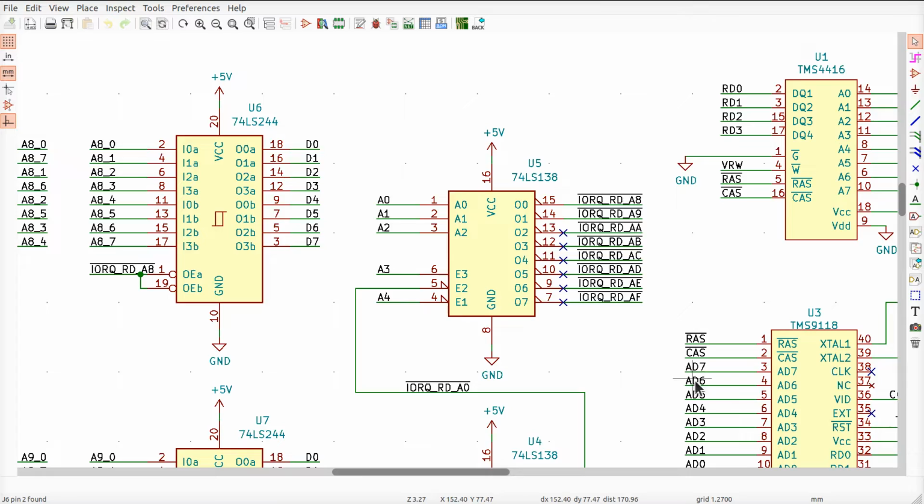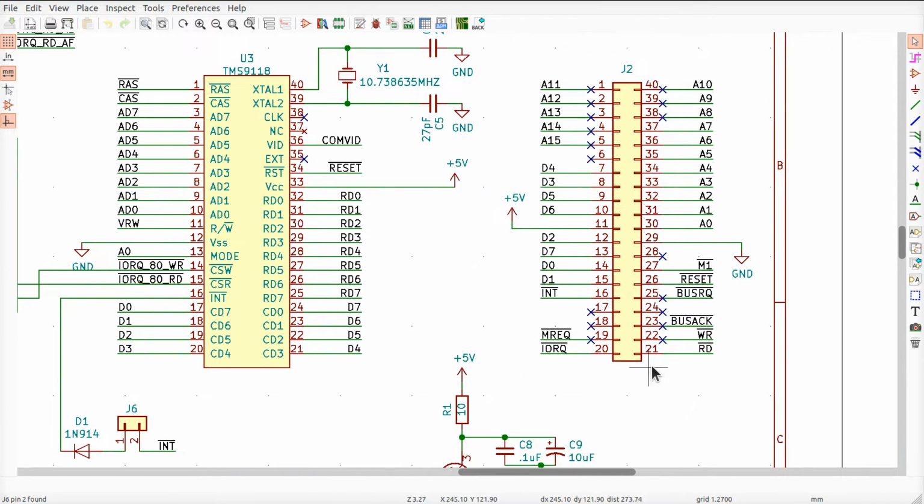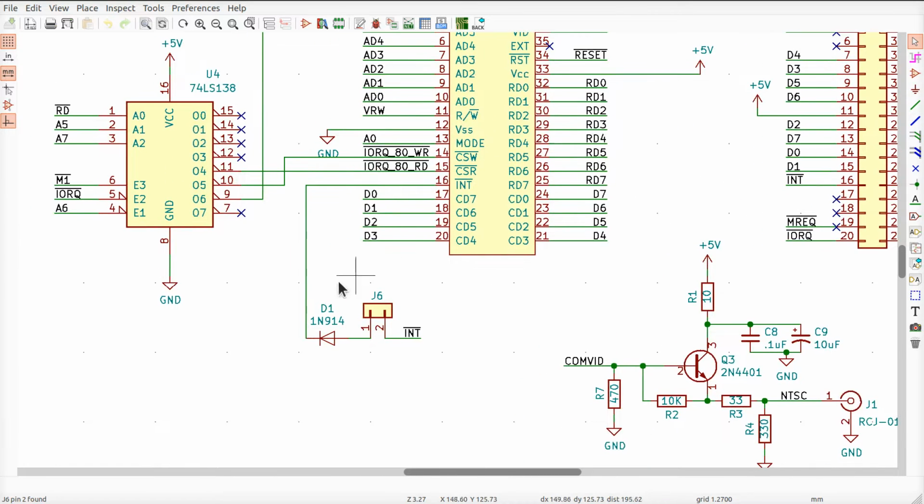What else is going on over here? We'll come back and look at that in a minute. This is the interface to the Z80. You've seen this before. This is the retro board connector. One thing new I added over here is this interrupt.